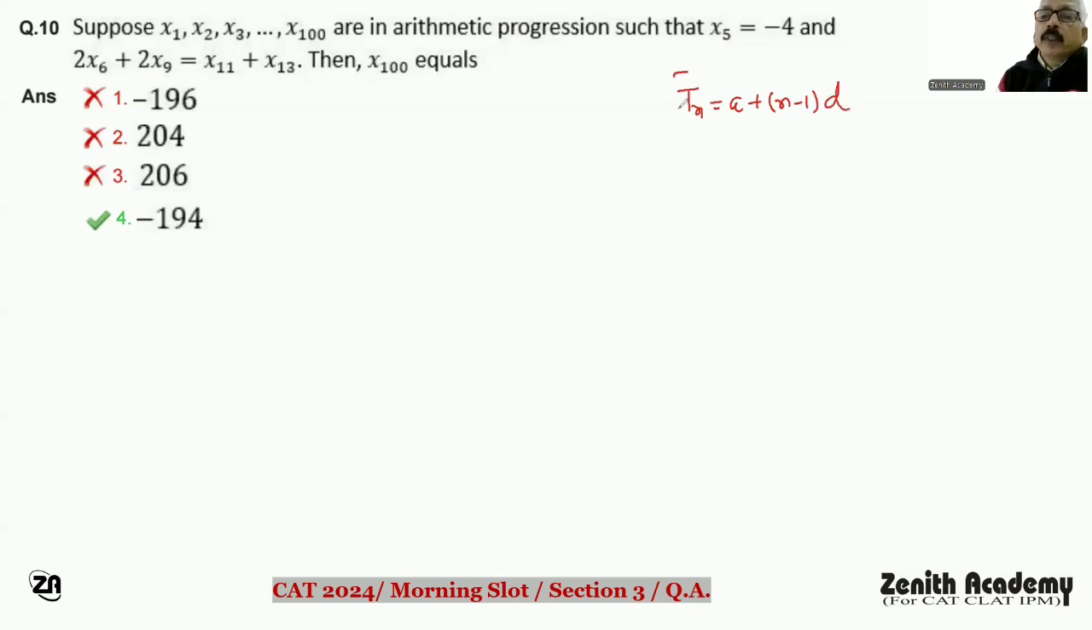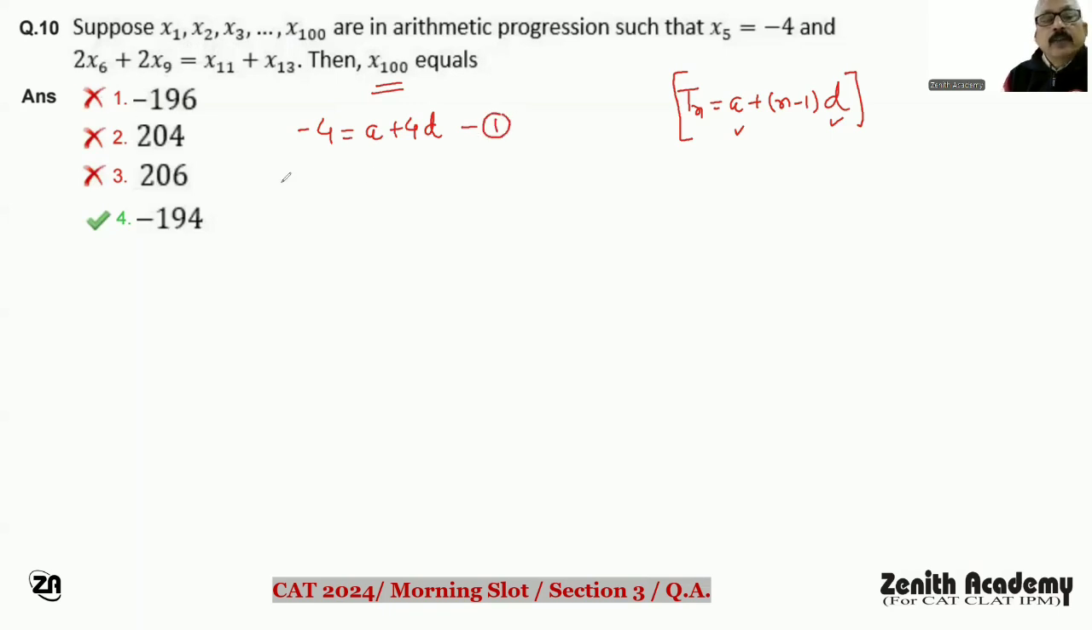ये अर्थमेटिक प्रोग्रेशन आपने पढ़ा होगा, उस पर बेस्ड क्वेश्चन था. और ये nth टर्म का फार्मूला होता है जहां पर a फर्स्ट टर्म होता है और d कॉमन डिफरेंस होता है. राइट. सो लुक हियर, आपको x100 यानी 100th टर्म फाइंड करना है. x5 -4 दे रखा है तो it is -4 is equal to a plus 4d. This is equation number 1.